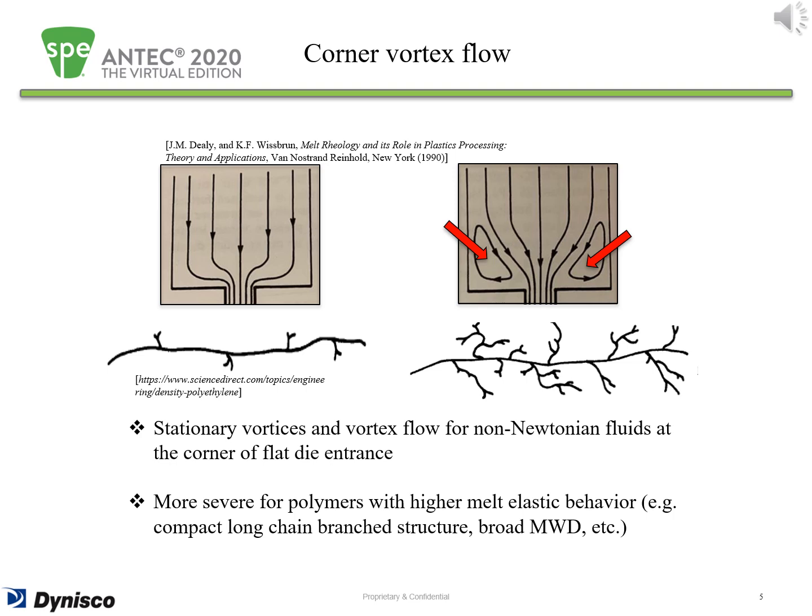The reason is that linear chains slide by without getting entangled during extensional deformation at the die entrance. However, the long chain branches in polymers' molecular structure entangle while flowing through a capillary die, which results in having higher melt elasticity.